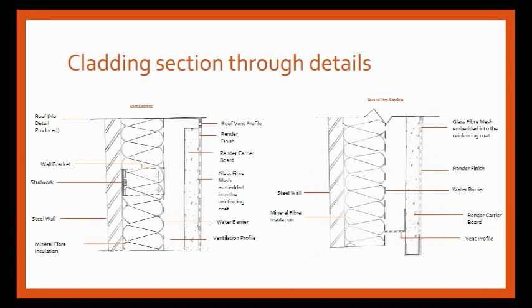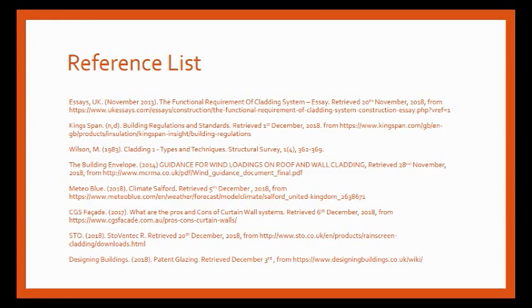Where the building meets the ground and roof, vents are present to allow the passage of excess wind to flow into for better control. That's everything on cladding for this part of the assignment.